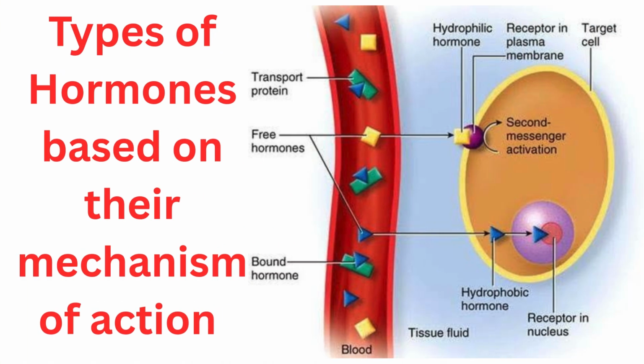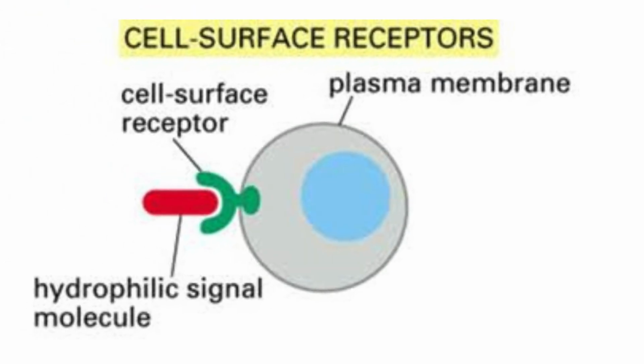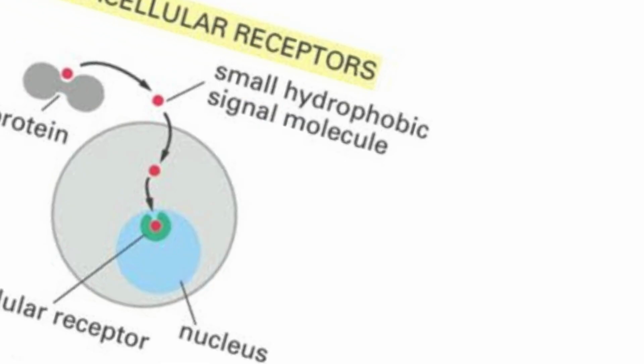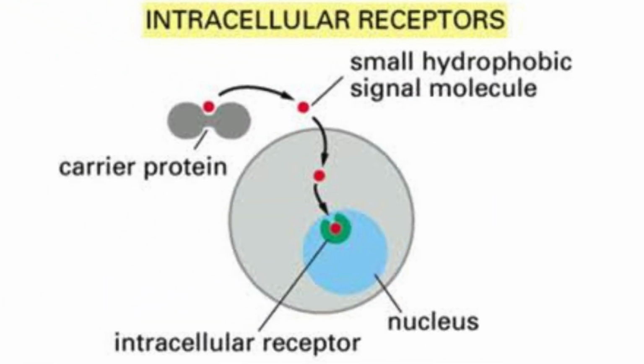Types of hormones based on their mechanism of action. Hormones acting through plasma membrane bound receptors. These are hydrophilic hormones. Hormones acting through cytosolic receptors. These are hydrophobic or lipophilic hormones.